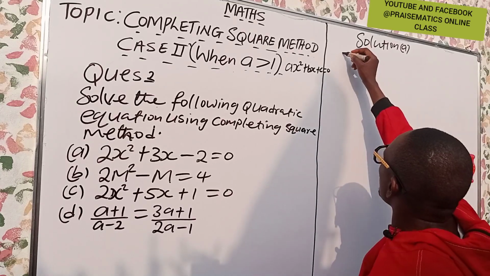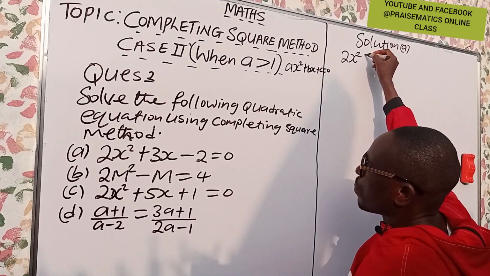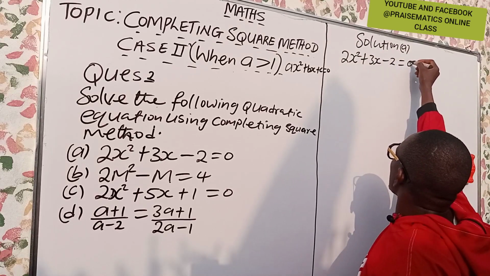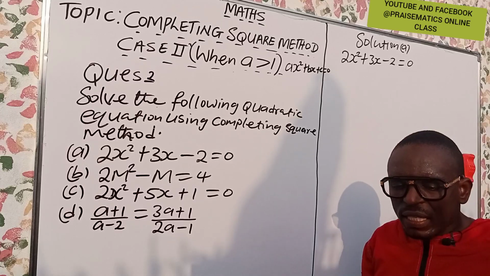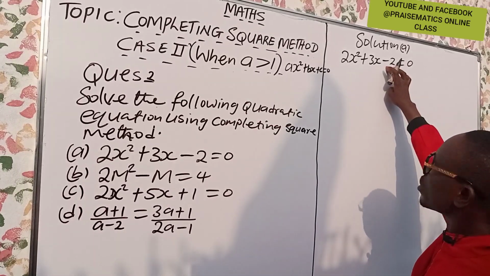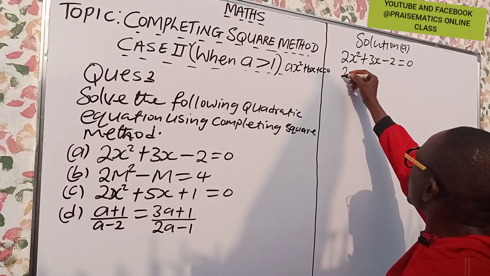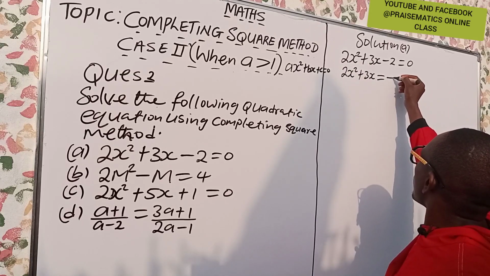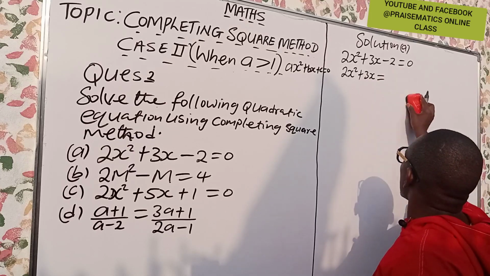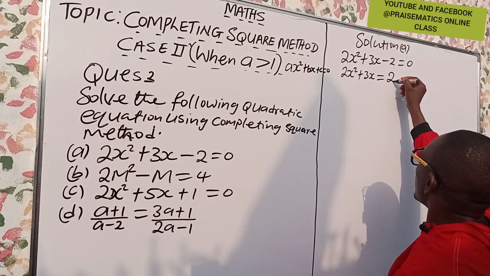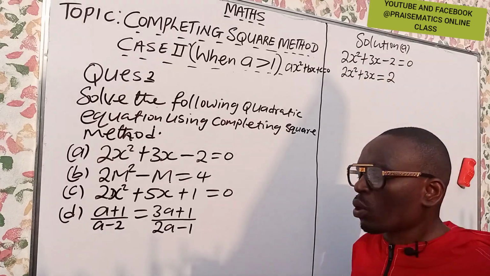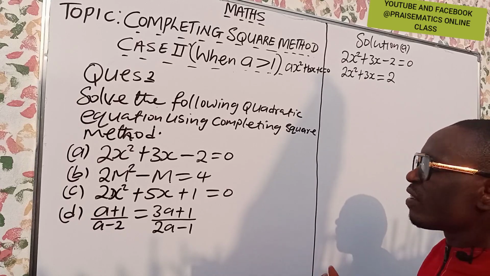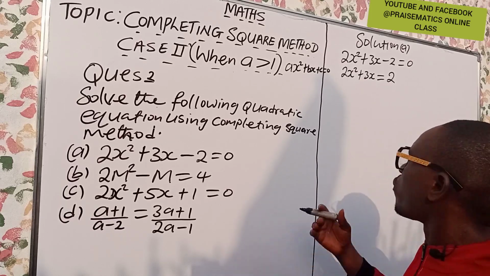The first one says 2x squared plus 3x minus 2 is equal to 0. How do we do that? The first step of the completing square method says shift the constant to the right hand side. That is, we have 2x squared plus 3x is equal to what? Plus 2. Always remember that when a negative crosses the sign of equality, it will turn to what? Positive.